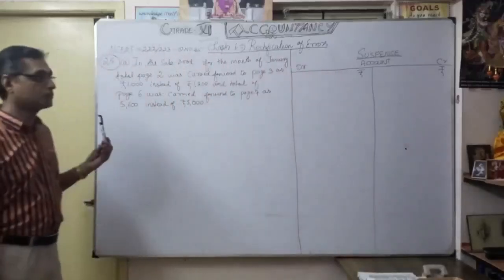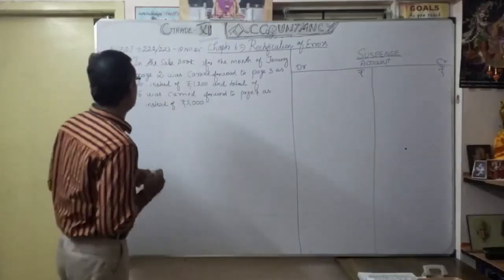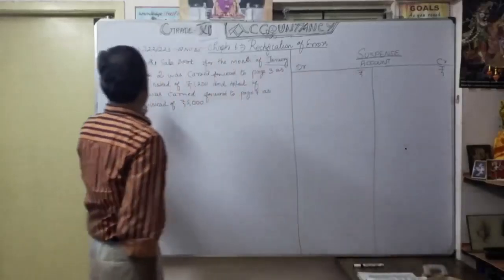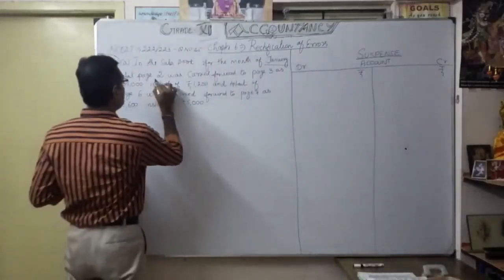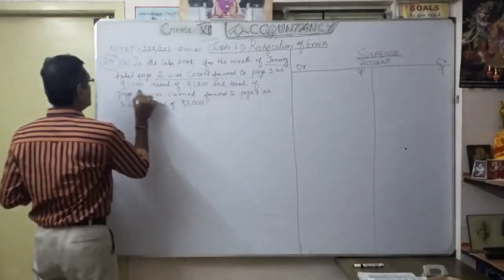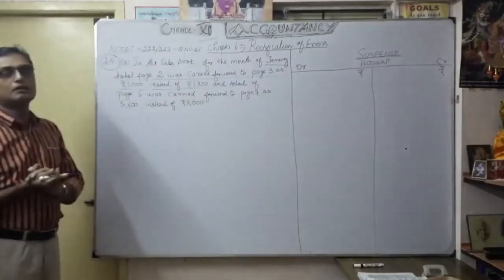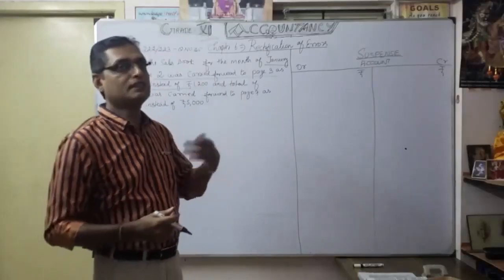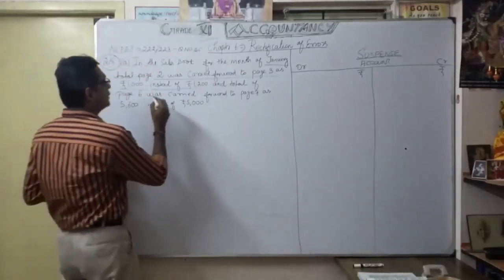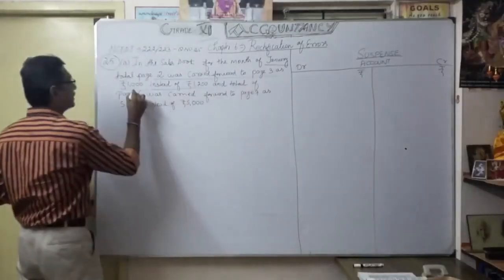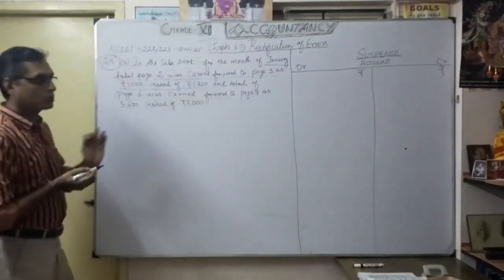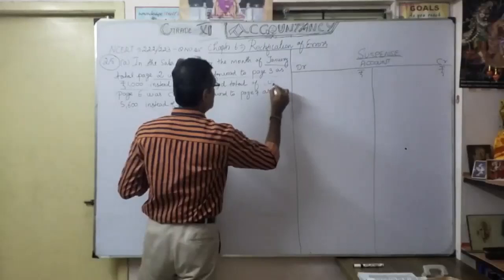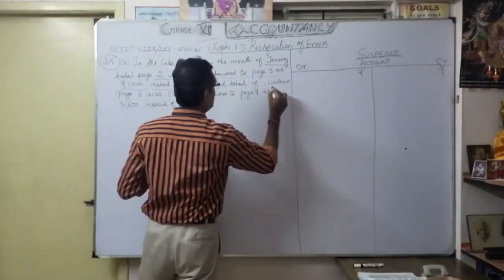See here, the first error: in the sales book for the month of January, the total of page 2, when you carry forward to the next page, was 1000 instead of 1200. That means a carry forward error, coming under error of commission. Page number 3 was written as 1000 instead of 1200, so actually you are supposed to write 1200. So it is an undercast of the sales book by 200.